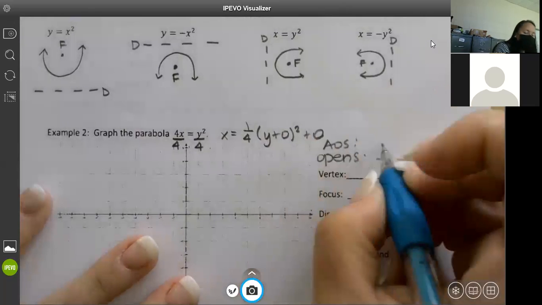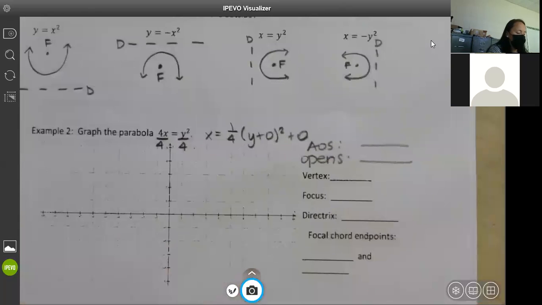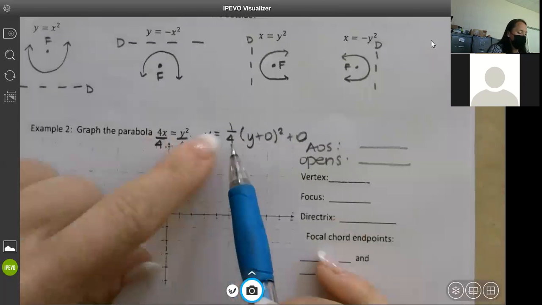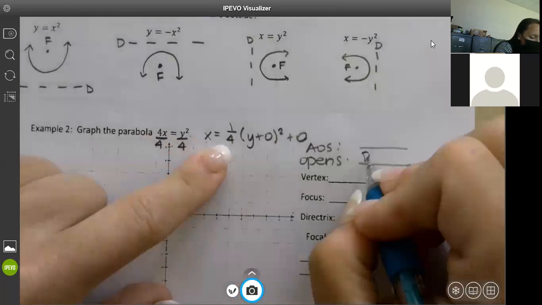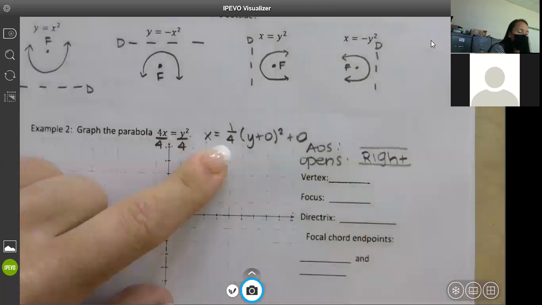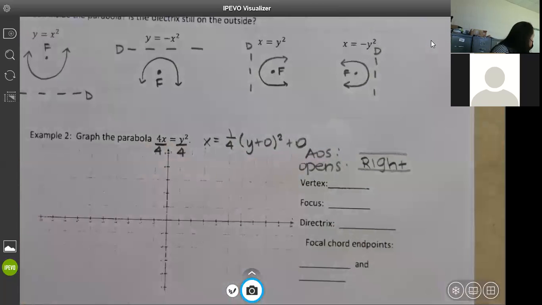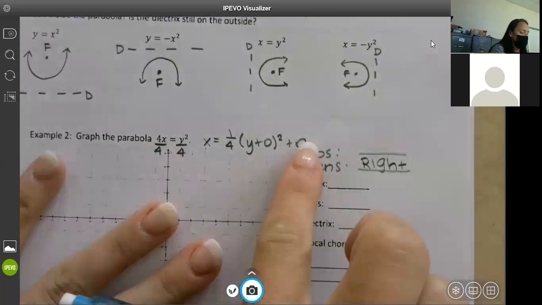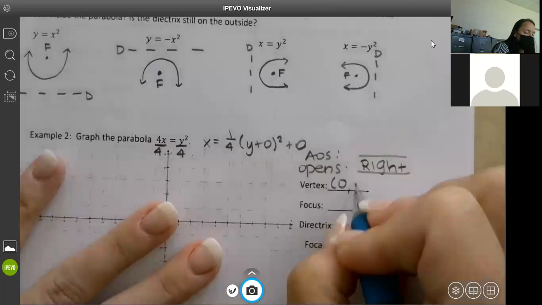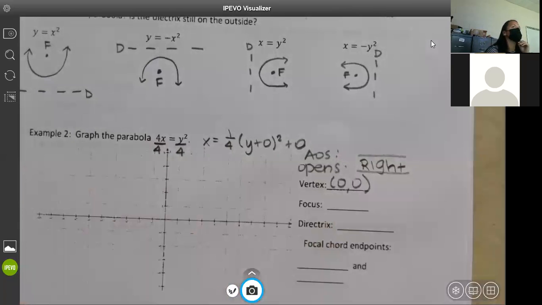I don't care what order you put them in, opens and axis of symmetry. So this one's either going to open left or right because it's x equals. Since it's a positive 1/4, it opens to the right. Remember to read your vertex backwards on these. It's not going to matter because it's 0, 0. But if we had different numbers, we would start on the outside and then change the sign at the inside. But still, again, 0, 0 because nothing changes.